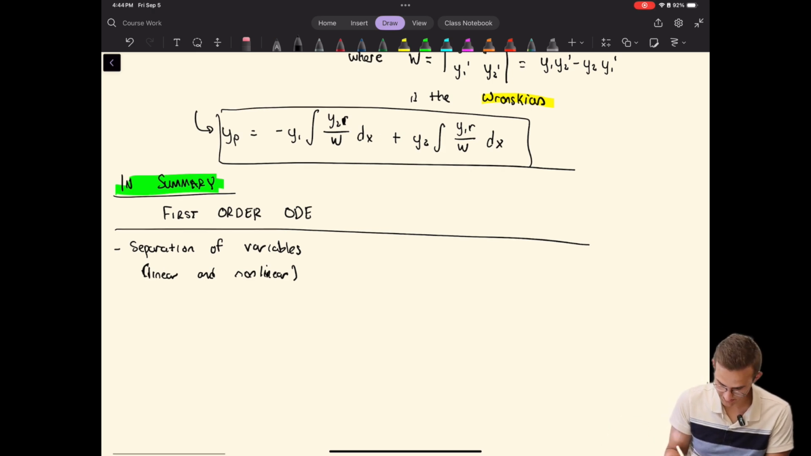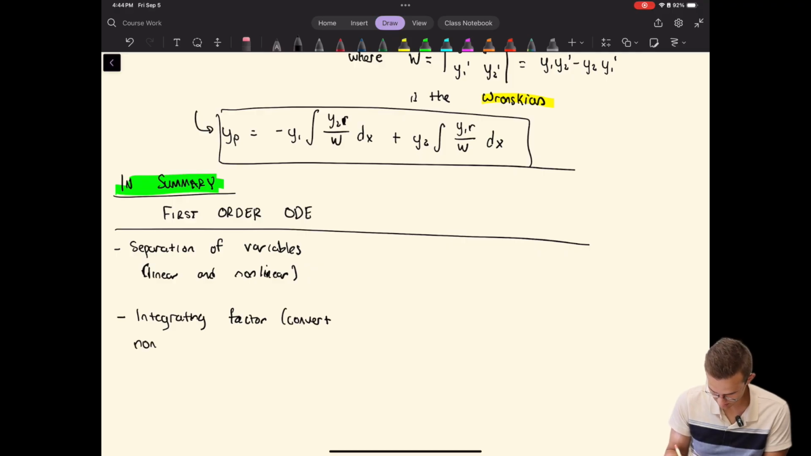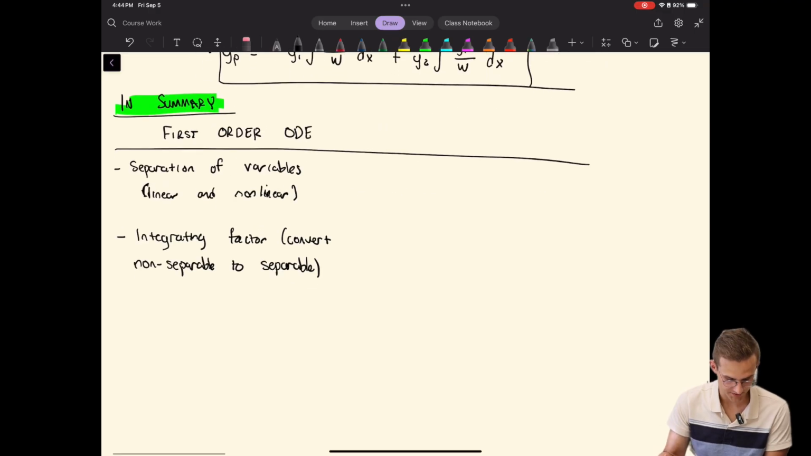Okay, we talked about the integrating factor. This is basically just converting non-separable to separable. I didn't say that before, but that's essentially what you're doing there. Okay, so you're just moving up to separation of variables.